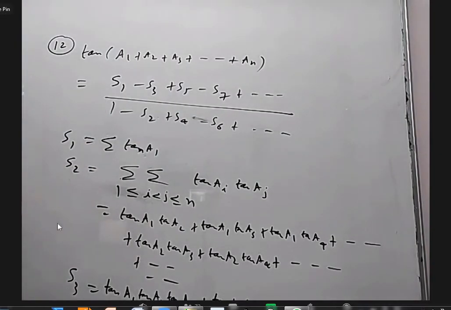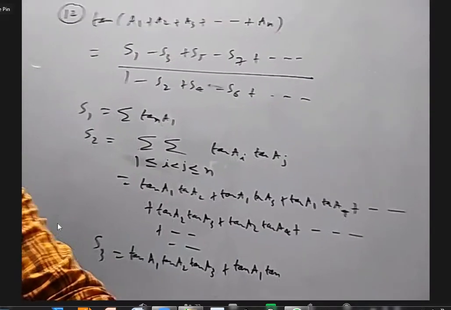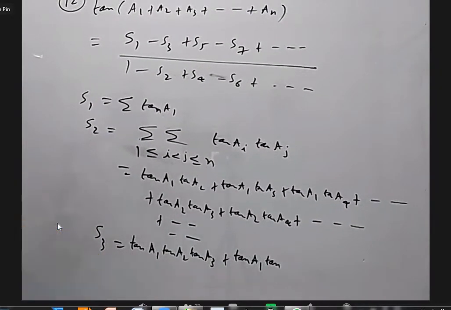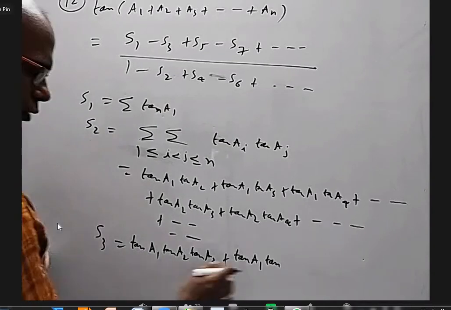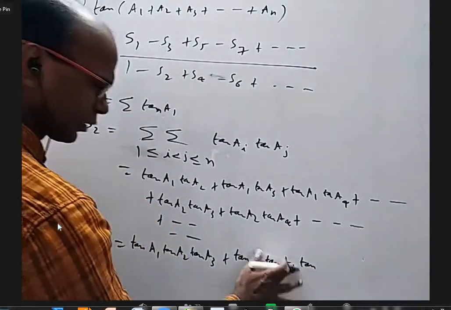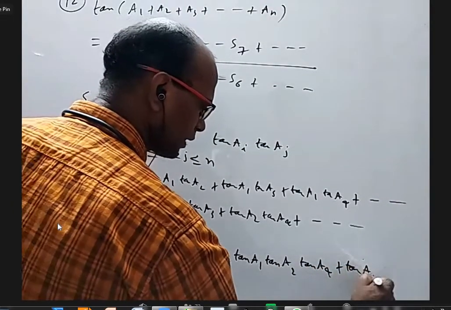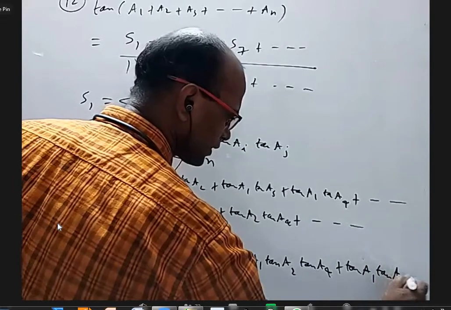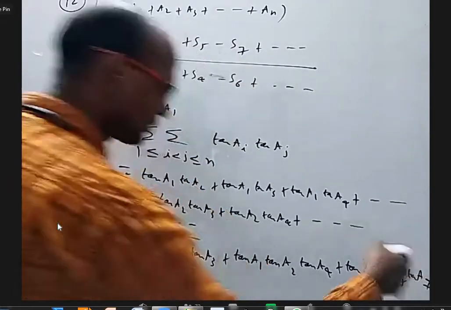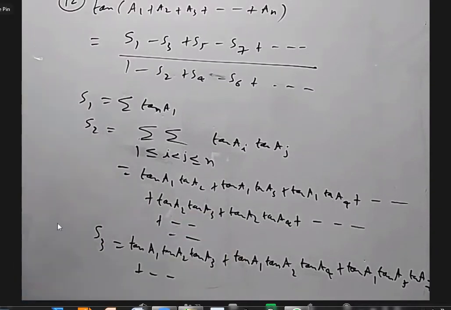Sir, the lower part is not visible. Okay, sir. Tan A1 A2 A3 plus tan A1 A3, we can even write A2 A4, and tan A1, you can write tan A5, tan A7. I'm just giving an example, but any kind of three things all put together is S3. Similarly, S4 is the summation of products of four things.